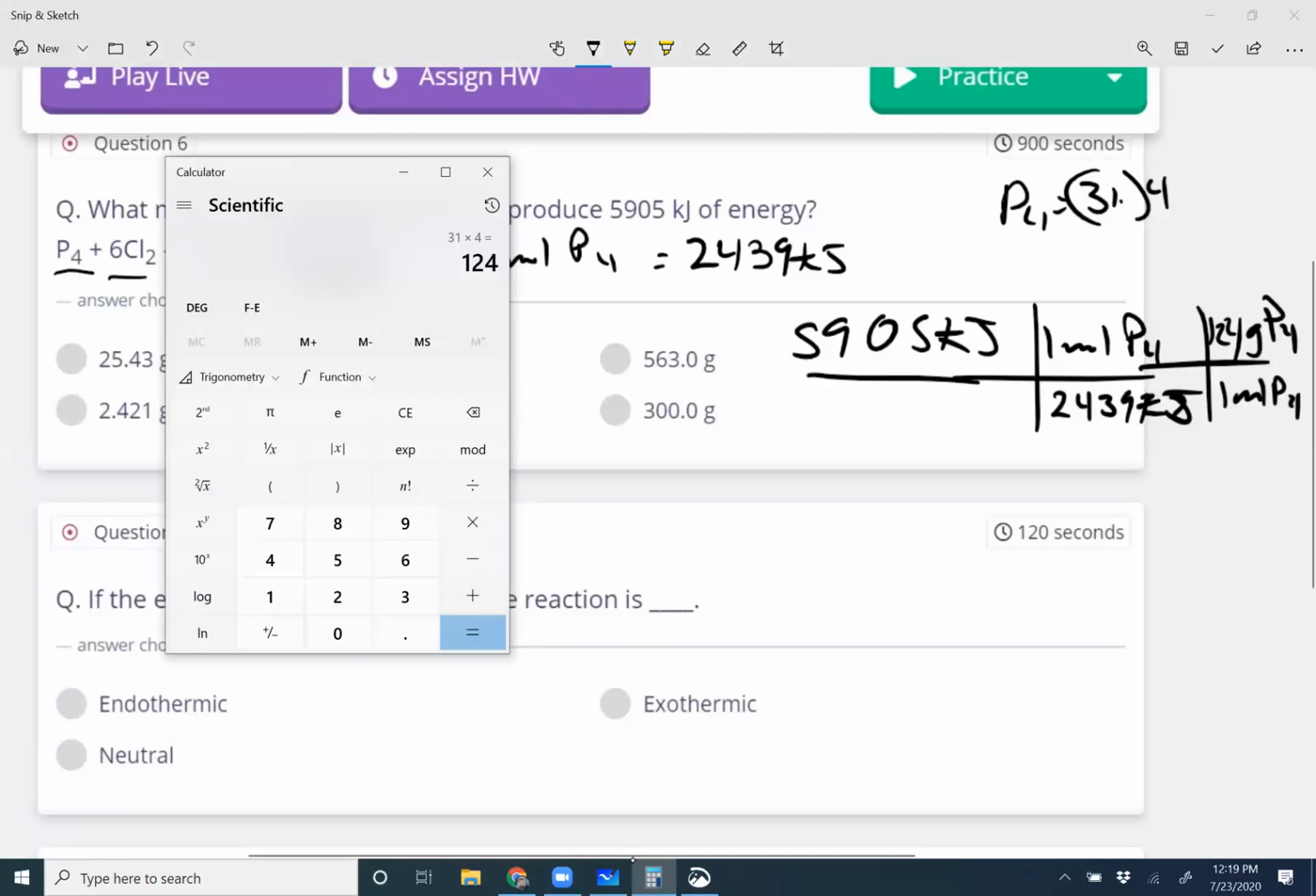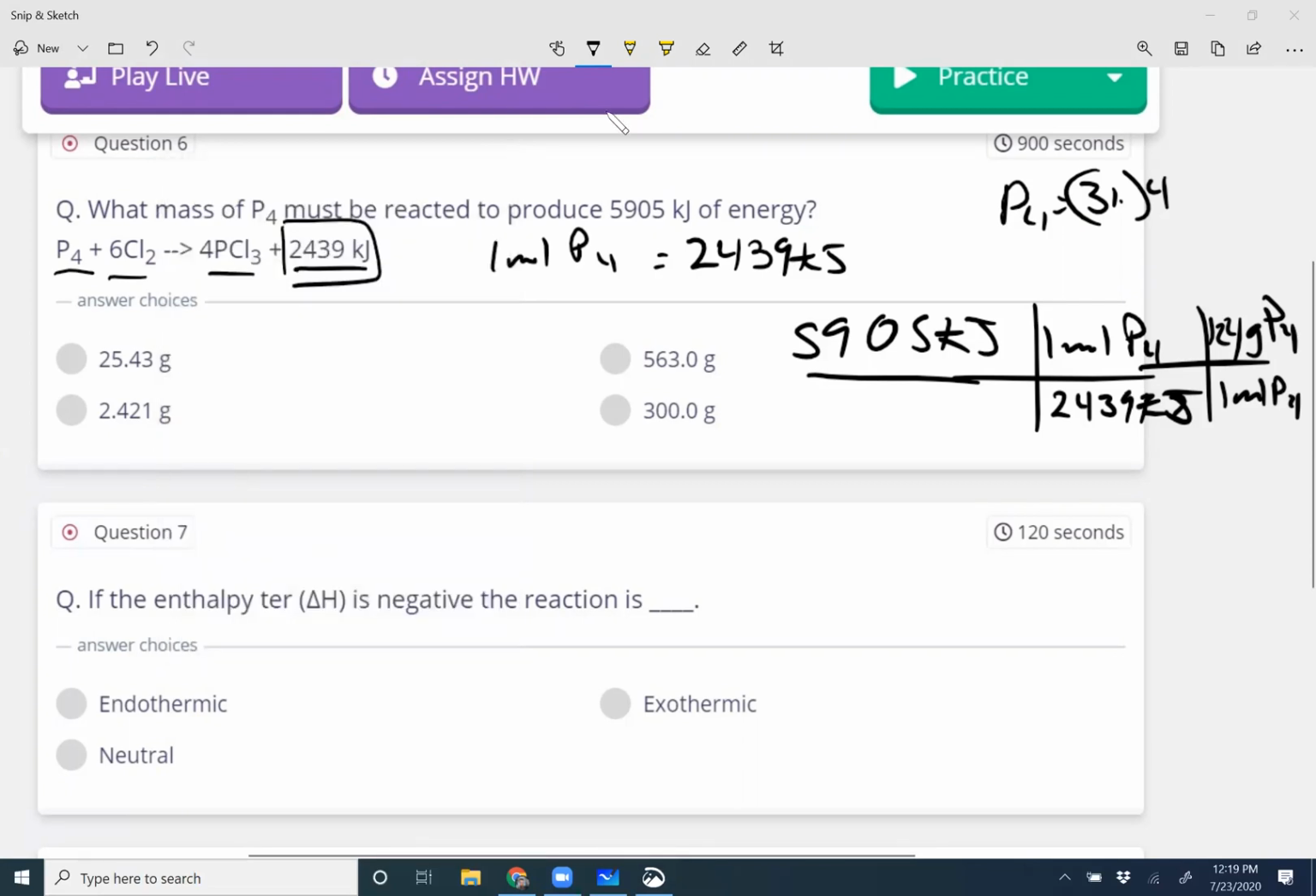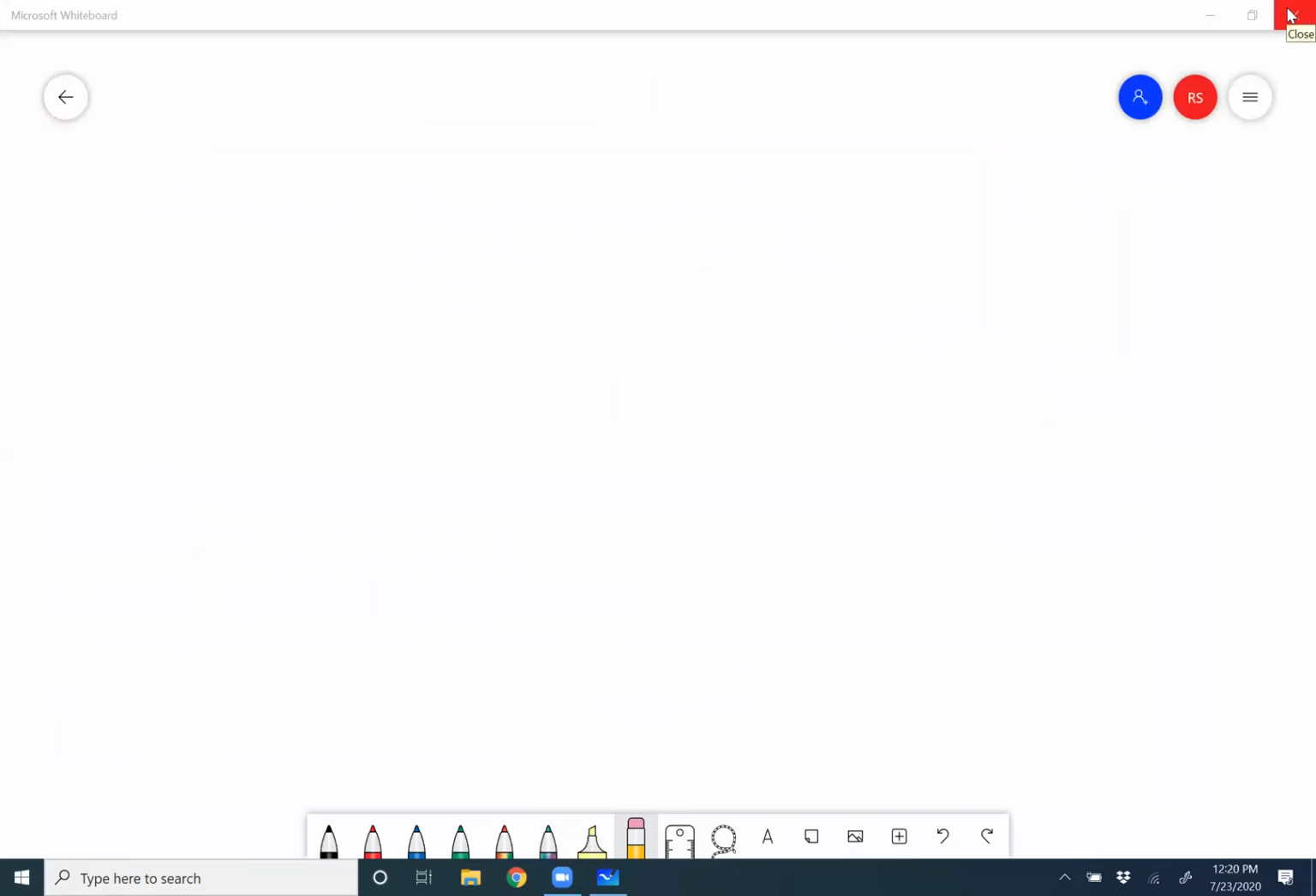So this problem looked complicated, but it's really just 5,905 divided by 2,439. So we have 2.4 moles, and a mole is 124 grams, so 300 grams. So that's how you do that. But that's everything in chapter 17.